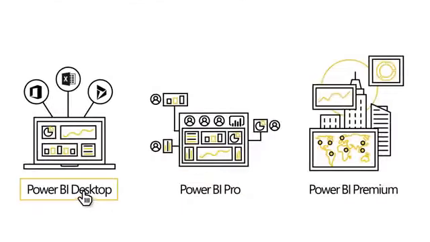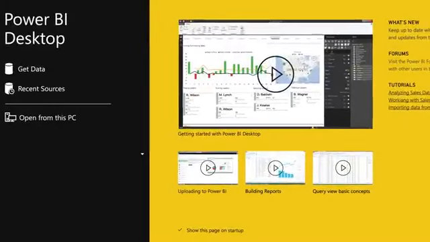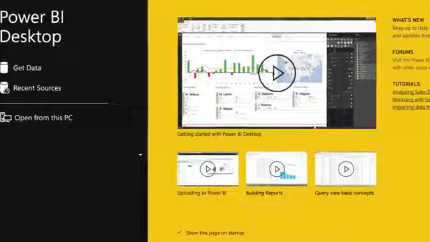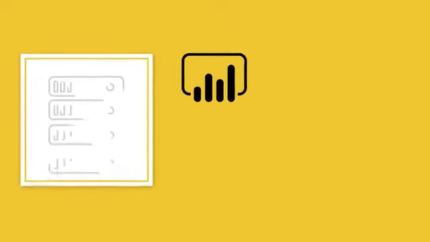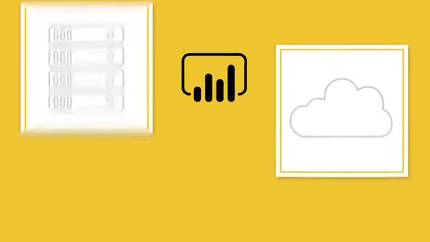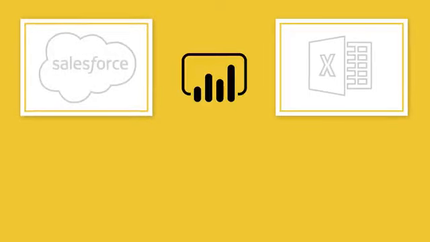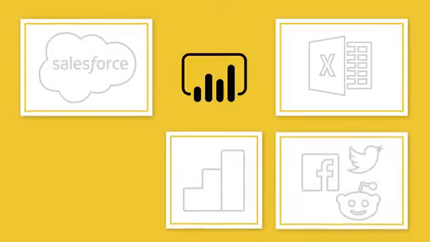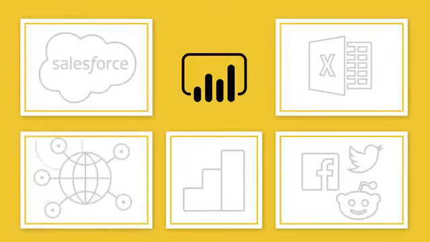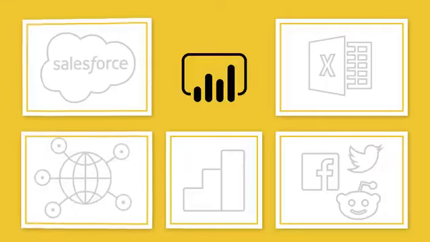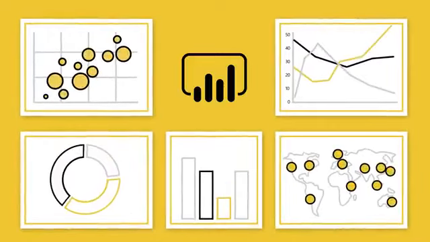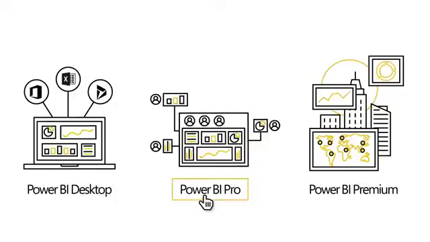To get started, download the free Power BI desktop application and hop right in. Soon you'll be connecting to hundreds of data sources on-premise or in the cloud, like Excel, Salesforce, Google Analytics, social networks, even IoT devices to get real-time information, and turning all that data into live interactive visuals. When you get the hang of that, upgrade to Pro.